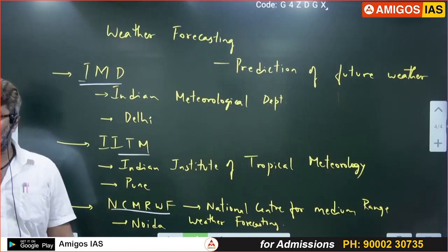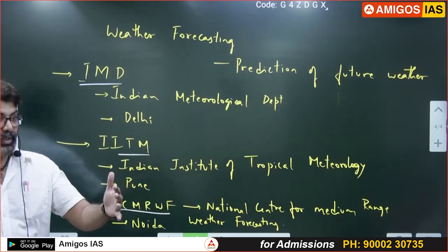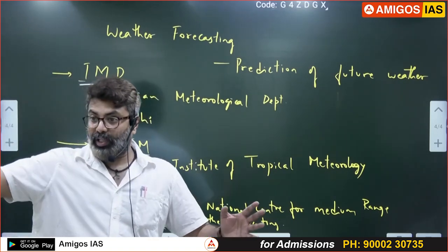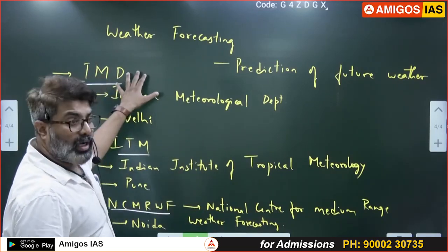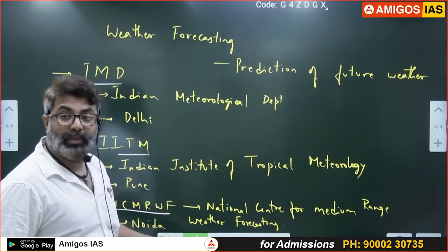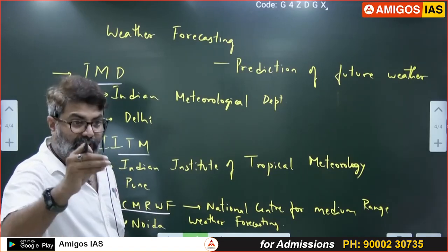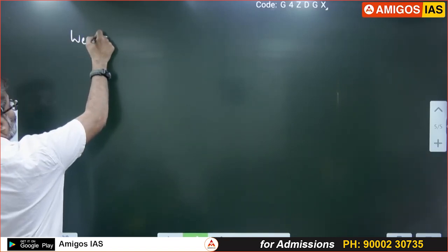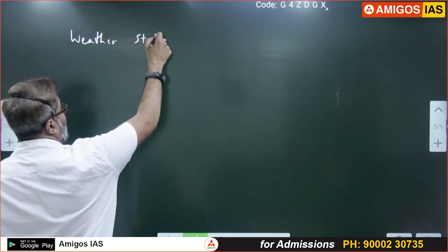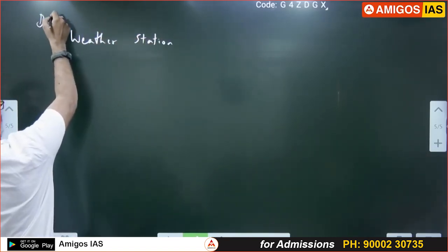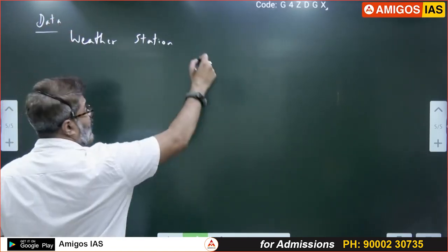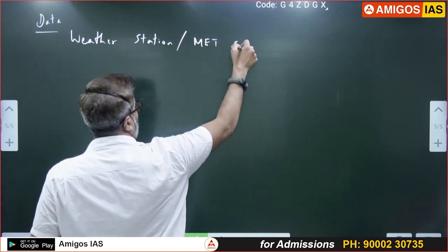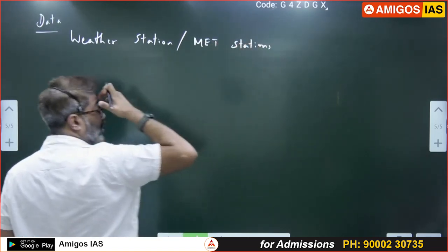See, predicting weather is not easy. We require a lot of data for predicting weather. For collecting data, they have set up a lot of weather stations across the country. In many places, IMD and NCMRWF have set up a large number of weather stations. All of you understand? Weather station, meteorological station to collect data. This is one source of data. Data comes from weather stations or meteorological stations, which are located across the country.